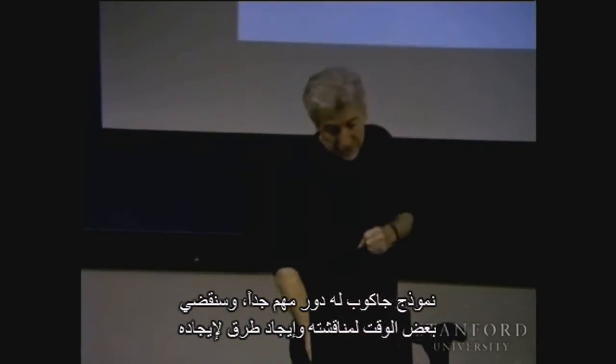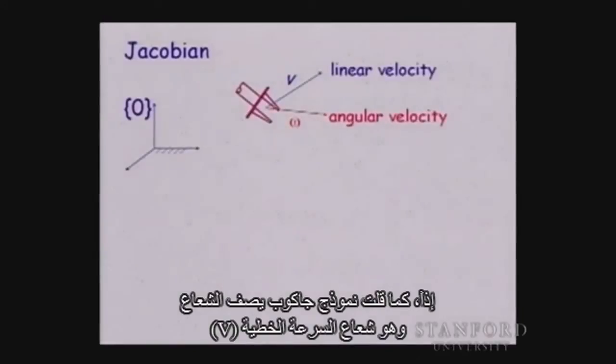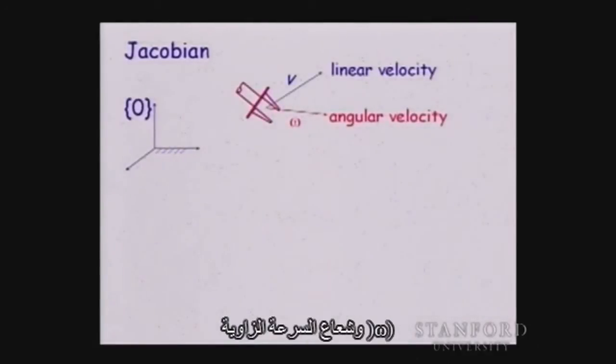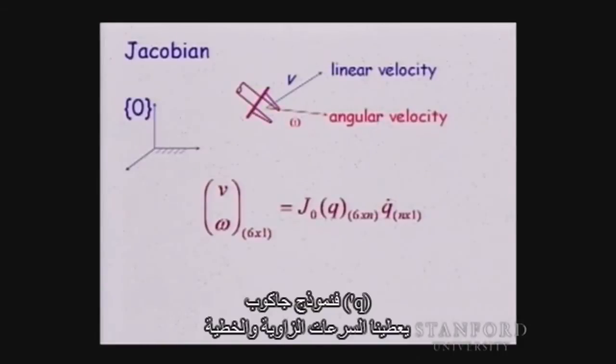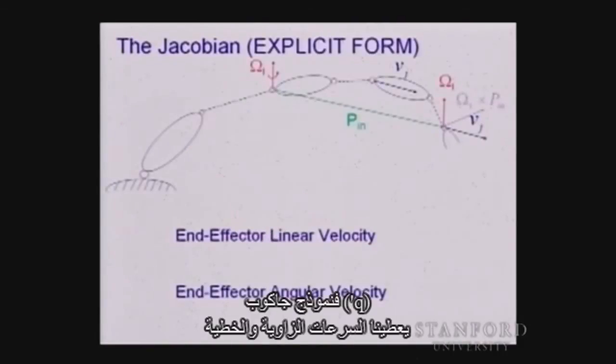The Jacobian plays a very, very important role, and we will spend some time discussing the Jacobian and finding ways of obtaining the Jacobian. So the Jacobian, as I said, describes this v vector, the linear velocity, and the omega vector, the angular velocity, and it relates those velocities to the joint velocities. So the Jacobian times q dot gives you the linear and angular velocities.